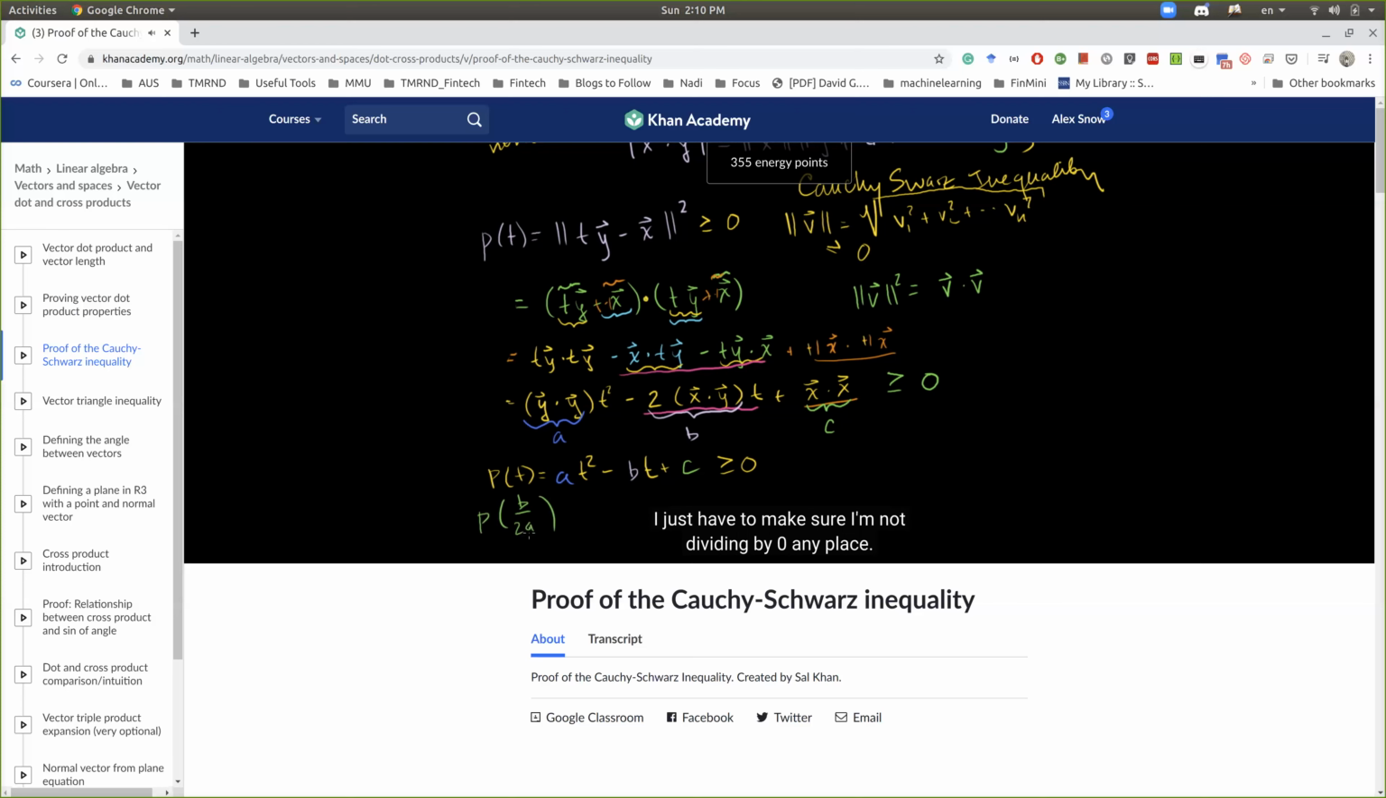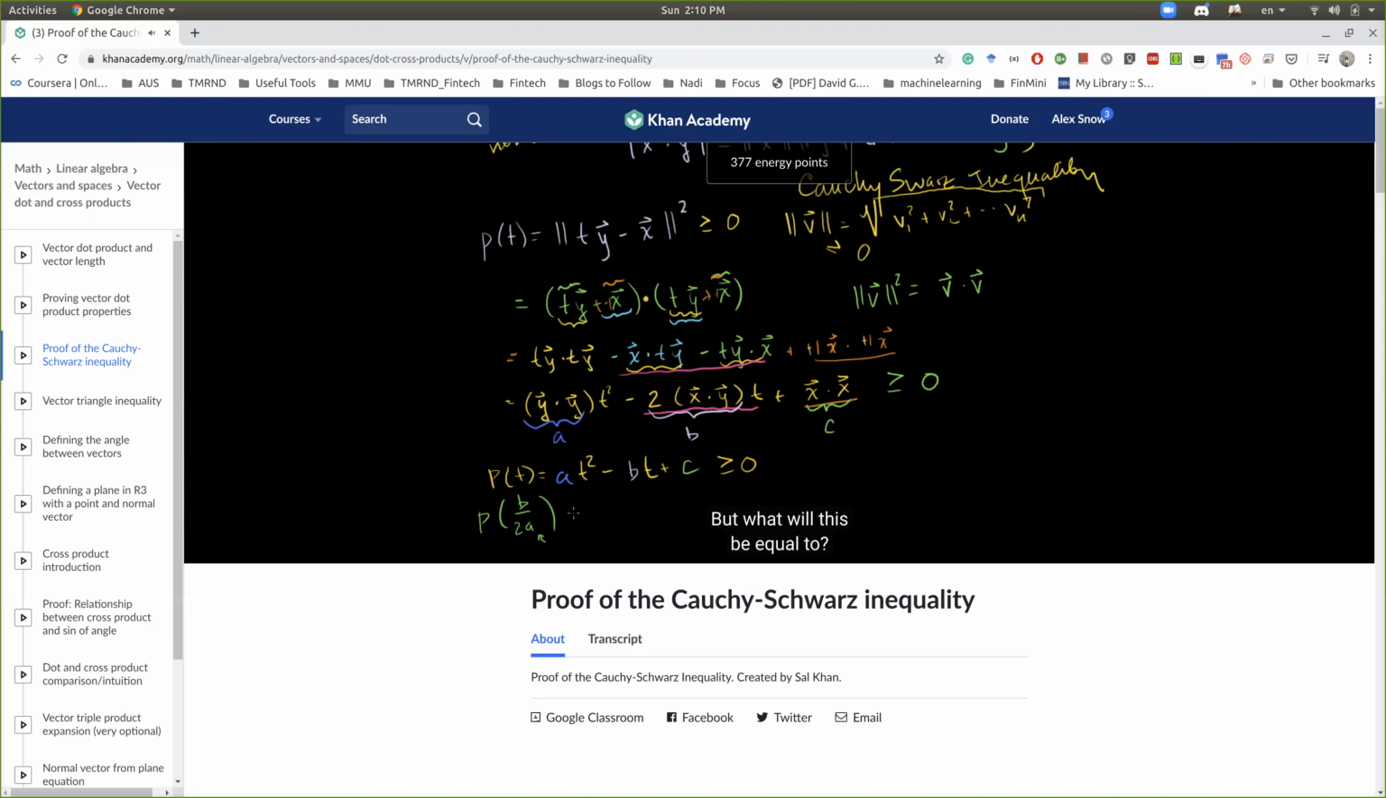I just have to make sure I'm not dividing by 0 anyplace. So a was this vector dotted with itself, and we said this is a non-zero vector. So this is the square of its length. It's a non-zero vector, so some of these terms up here would end up becoming positive when you take its length. So this thing right here is non-zero. If this is a non-zero vector, then 2 times the dot product with itself is also going to be non-zero. So we can do this. We don't have to worry about dividing by 0 or whatever else.